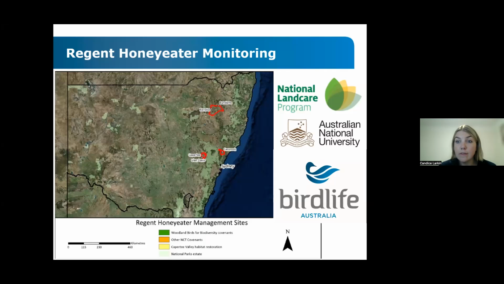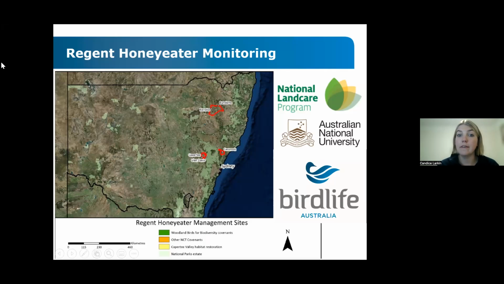We also assist in the Regent Honeyeater monitoring program. So we do a lot of monitoring for Regent Honeyeaters across the state through the funding that we receive from the National Landcare Program. We also work with the help of ANU to deliver the National Regent Honeyeater Monitoring Program, and that is hundreds of sites that we monitor every year. Twice a year, we're out there looking for these birds, and this happens across the state.